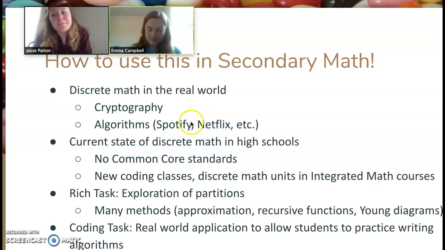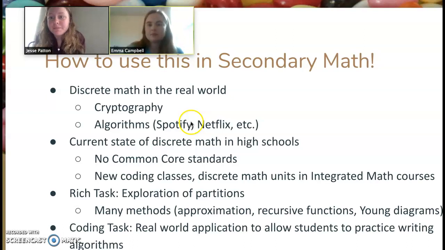Beautiful. Using this in secondary math, I think the only way that you would want to use this function is in a connection to something in the real world. So students would have a draw into wanting to explore such a bizarre function and something that would take them so much time.